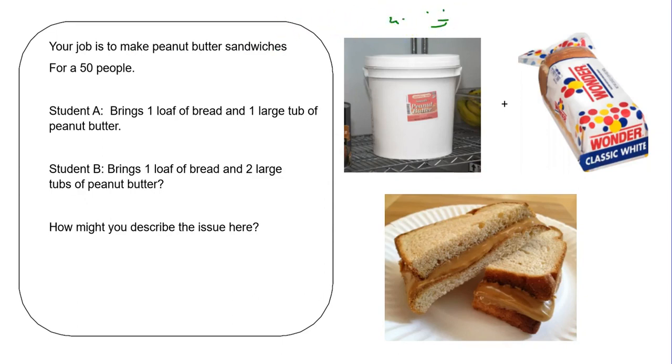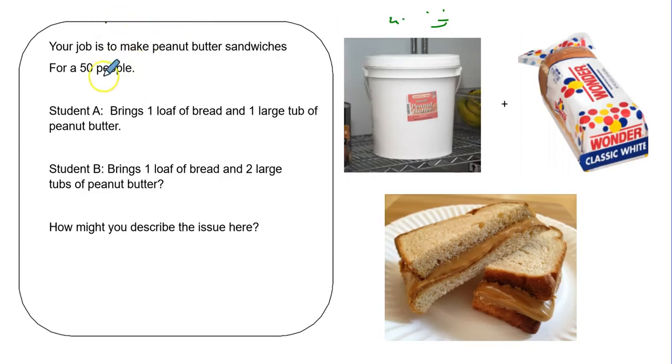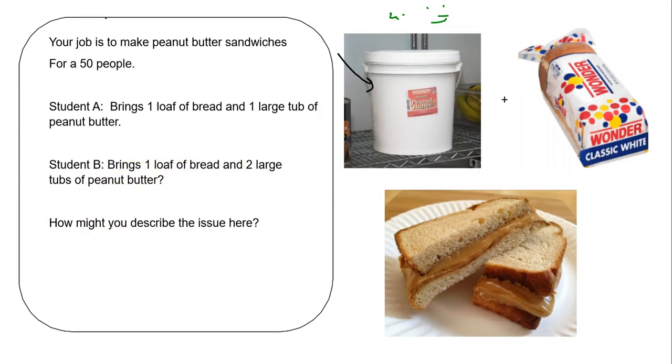Okay, so let's grab a black pen. All right, so just a non-chemistry version: a kid is hired or given the task to create 50 peanut butter sandwiches. So student A brings 1 loaf of bread and a large tub of peanut butter. This is like your industrial, Costco, Sam's Club size peanut butter. And student B brings 1 loaf of bread and 2 large tubs of peanut butter. How might you describe this situation?